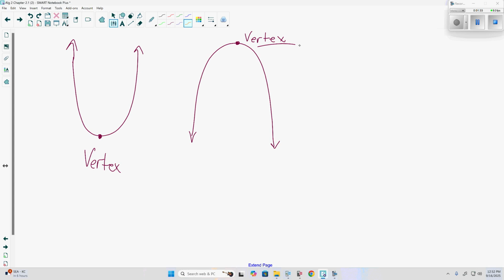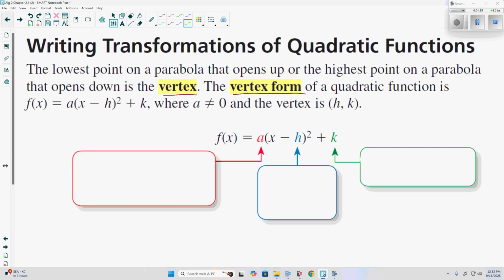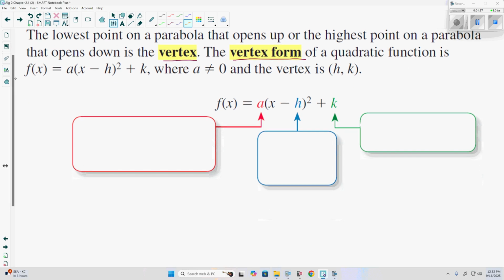So the vertex is nice to know, and it is the point (h, k). If there's not a number in place of h or k, it's understood to be 0. Because y equals x squared, the parent function, has no h and no k written in, it's understood to be the point (0, 0). It's on the origin.